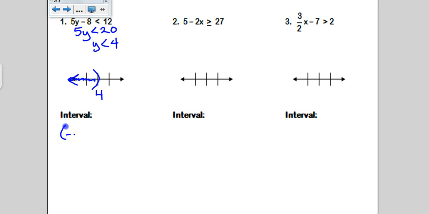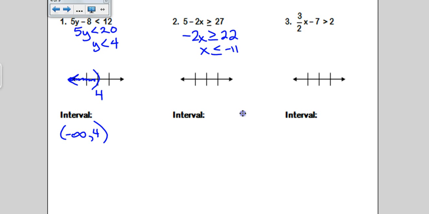So it goes from negative infinity up to 4. Both of them have parentheses. Okay, number 2, I'm going to subtract the 5 from both sides and get negative 2x greater than or equal to 22. And if I divide both sides by a negative 2, there's something I got to remember. When you divide by a negative number, you need to flip your symbol.